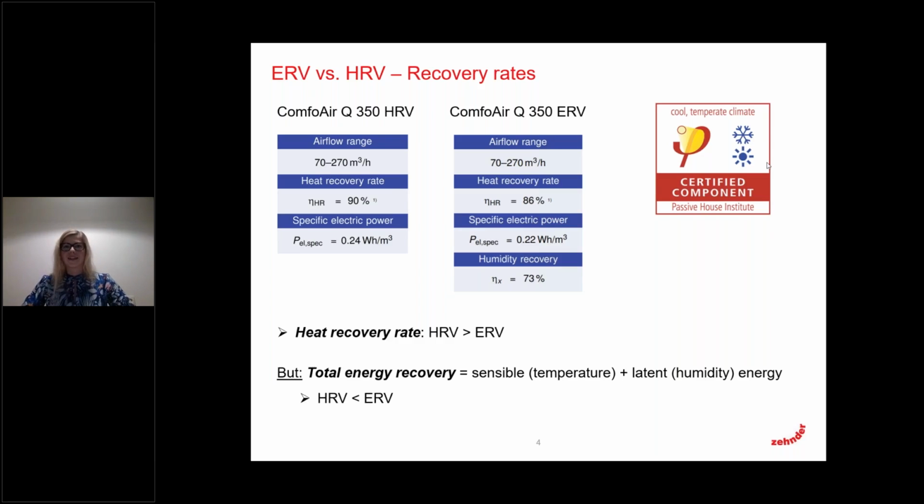So that's, in my opinion, a very good and nice explanation or similar comparison if we are talking about different recovery and heat recovery possibilities.